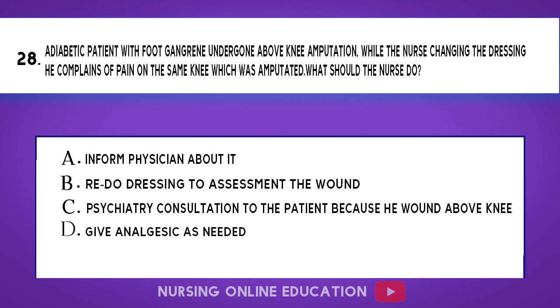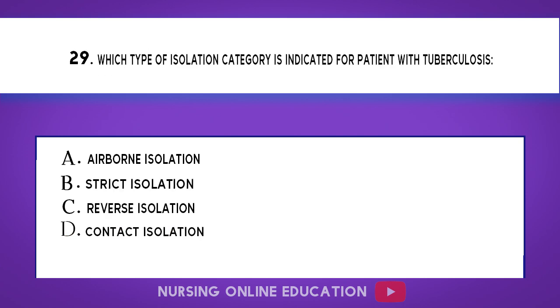28. A diabetic patient with foot gangrene has undergone above-knee amputation. While the nurse is changing the dressing, he complains of pain in the same knee which was amputated. What should the nurse do? A. Inform physician about it. B. Redo dressing to assess the wound. C. Psychiatry consultation for the patient because he has a wound above the knee. D. Give analgesic as needed. The answer is option D, give analgesic as needed.